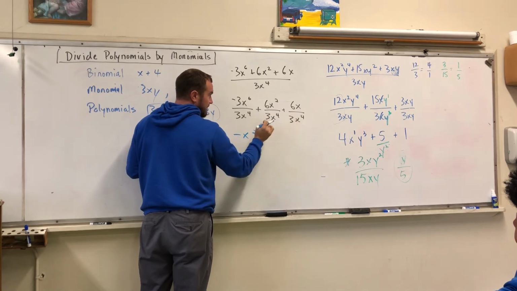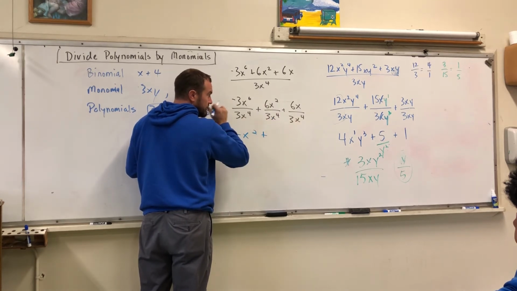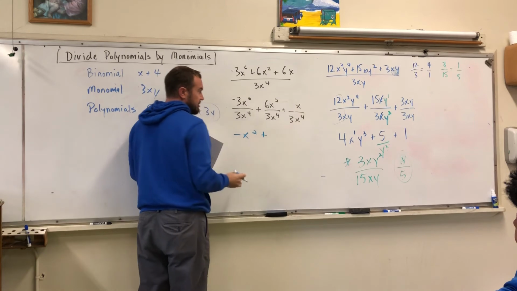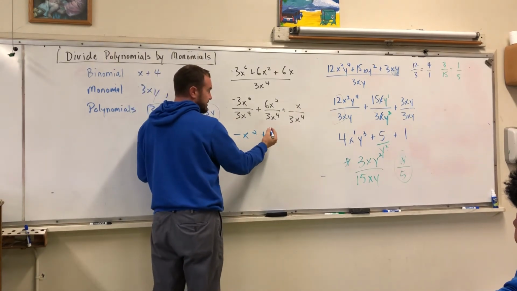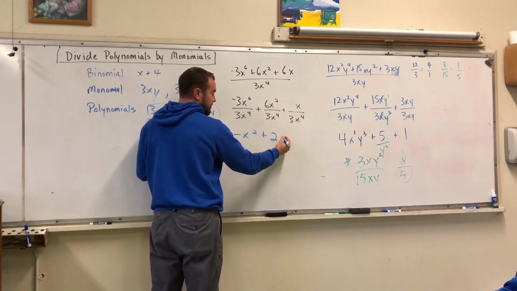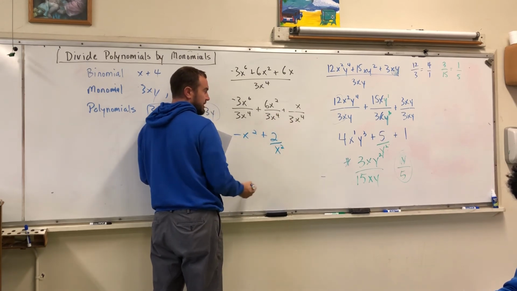Actually, you know what? I'm going to make this just x. So you can see what happens there. I'm just going to make that just x. So here we have 2. But recognize there's more x's on the bottom. So it's actually 2 over x squared.